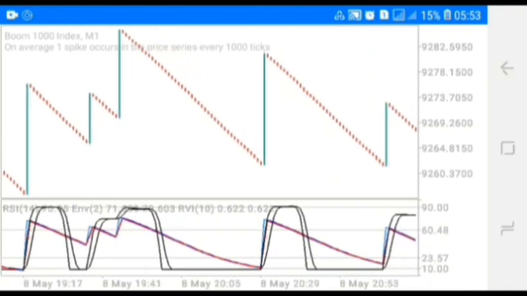As you can see, we are using the Relative Strength Index, which you can also call the RSI, and we are also using the ENV, which stands for envelope, and we are also using the RVI, which stands for relative micro index. All the indicator settings will be shared at the end of this video.